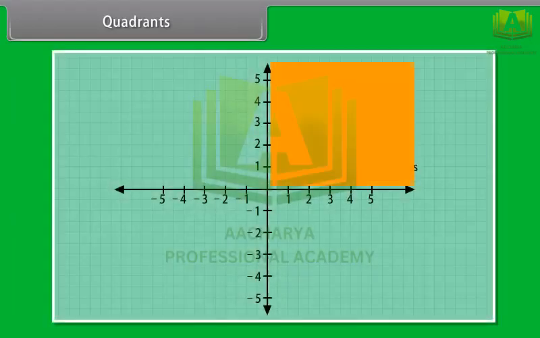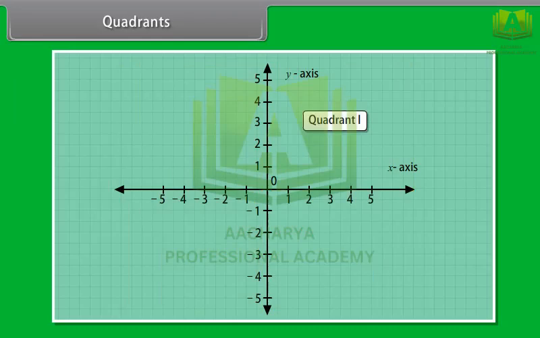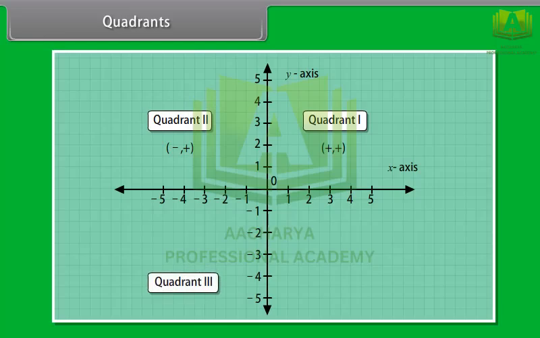Coordinate axis. The x and y axes in both positive and negative directions are collectively called coordinate axes. Quadrants. The axes divide the plane into 4 quadrants. In quadrant 1, x and y are positive. In quadrant 2, x is negative but y is positive. In quadrant 3, x and y are negative. In quadrant 4, x is positive but y is negative.